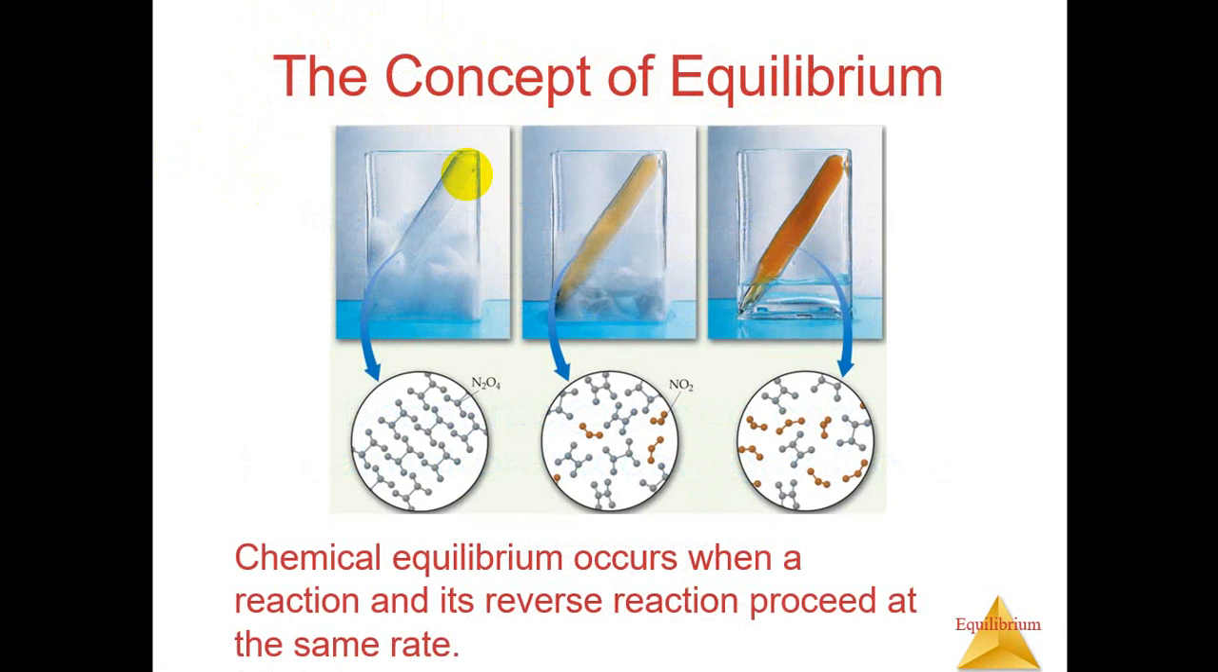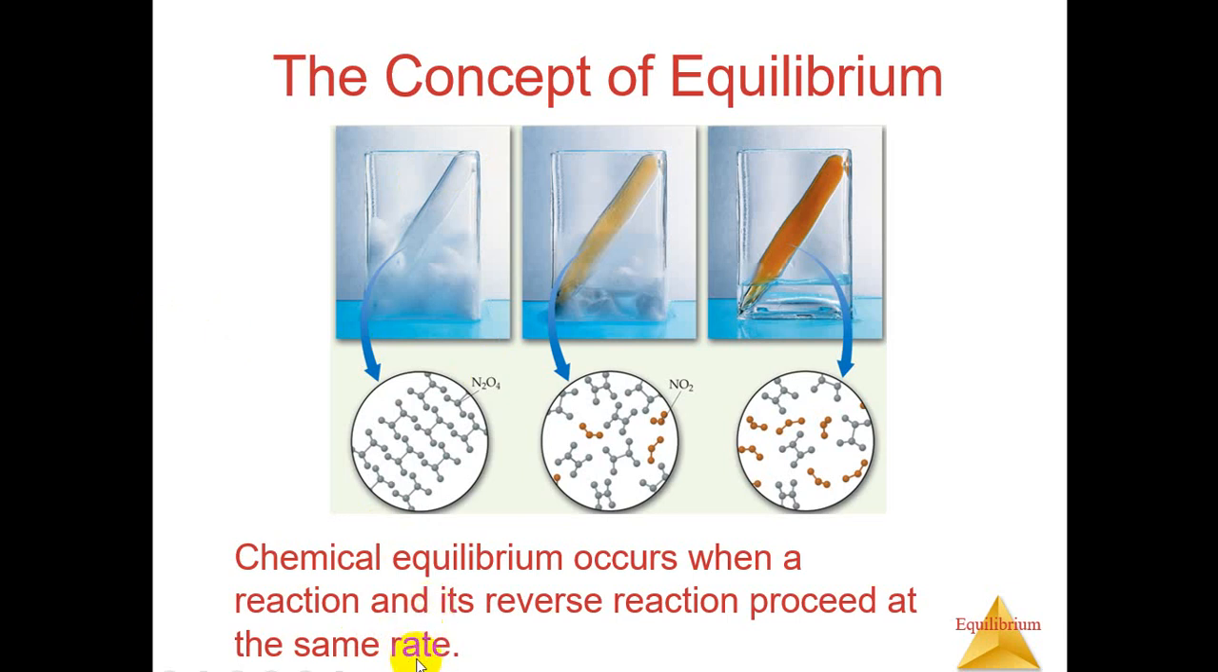Well, the concept of equilibrium. When we say equilibrium, it's another term meaning equal. Chemical equilibrium occurs when a reaction and its reverse reaction proceed at the same rate. Rate over here means speed.